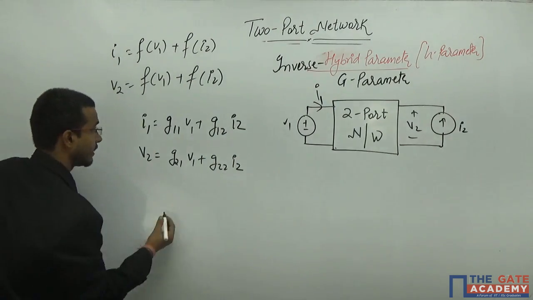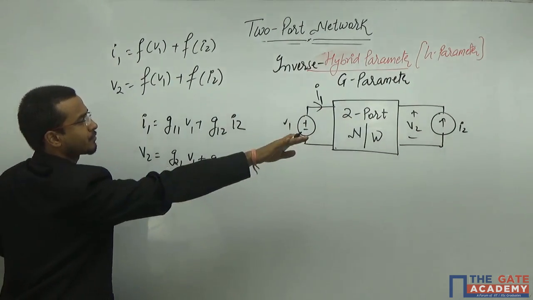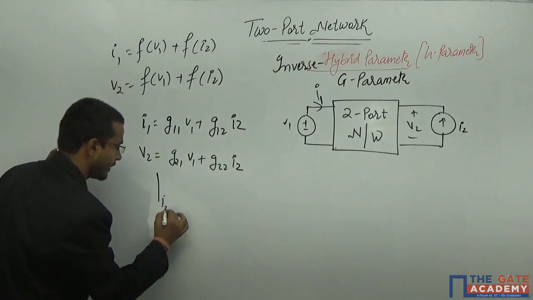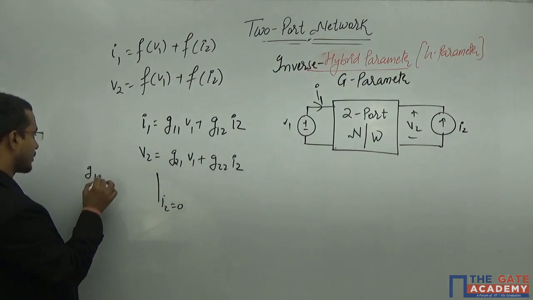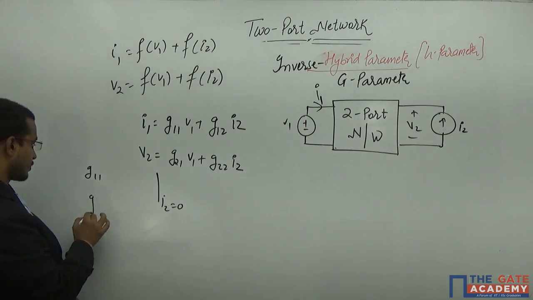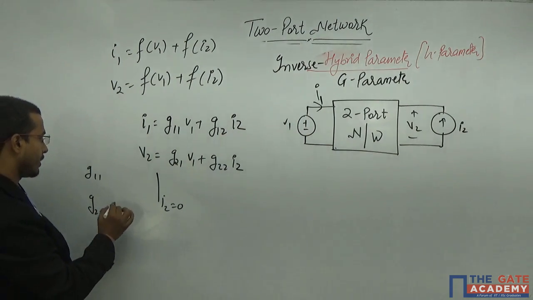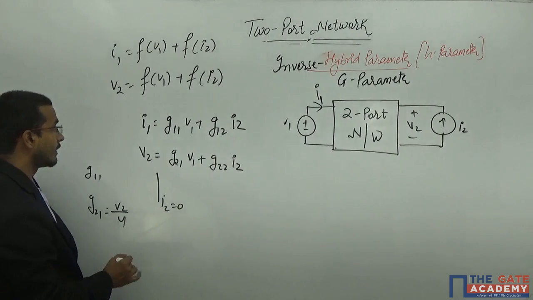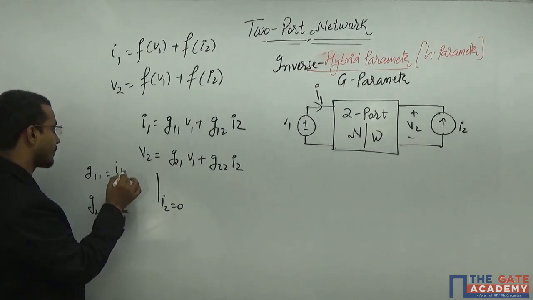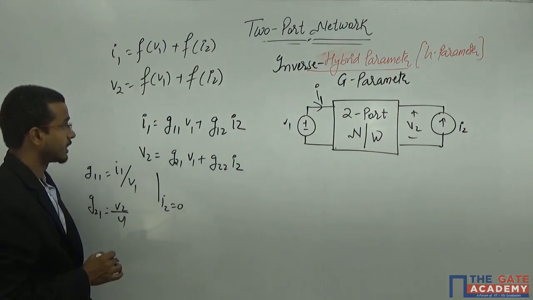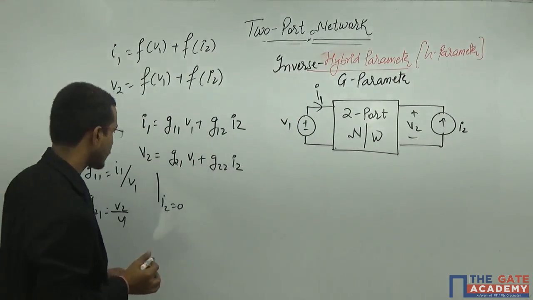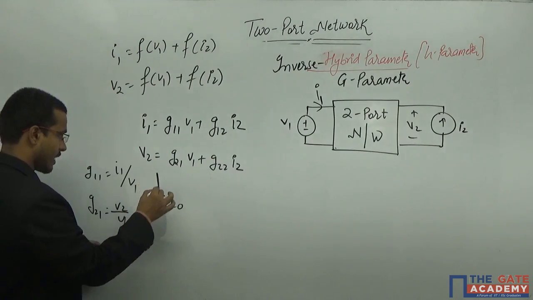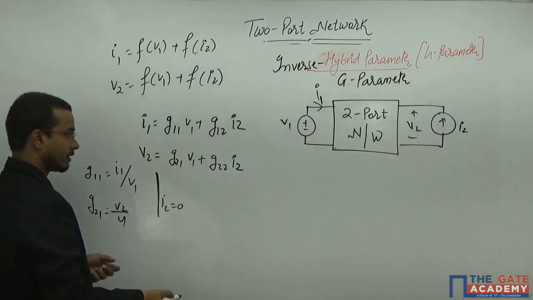That means firstly you will remove the current source from that side, that means I2 will be 0, and you will get G11 and the value of G21. G21 will be V2 by V1, and here you will get I1 upon V1. That means both the responses just because of this particular. Now, that means you have applied the homogeneity on that side.